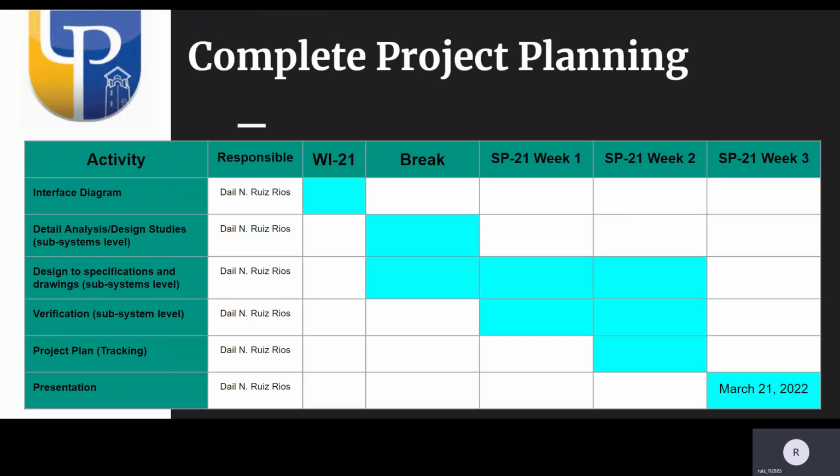For Phase C complete project planning, the last week of winter, I'll be working on the interface diagram, and on the break, I will be going over the detailed analysis and design specifications. The first week of spring, I'll be continuing the design specification and verification of the subsystem level, and on the final week, I will be working towards fixing any errors and professor recommendations, and then going to the presentation, which will be on March 21 or before.